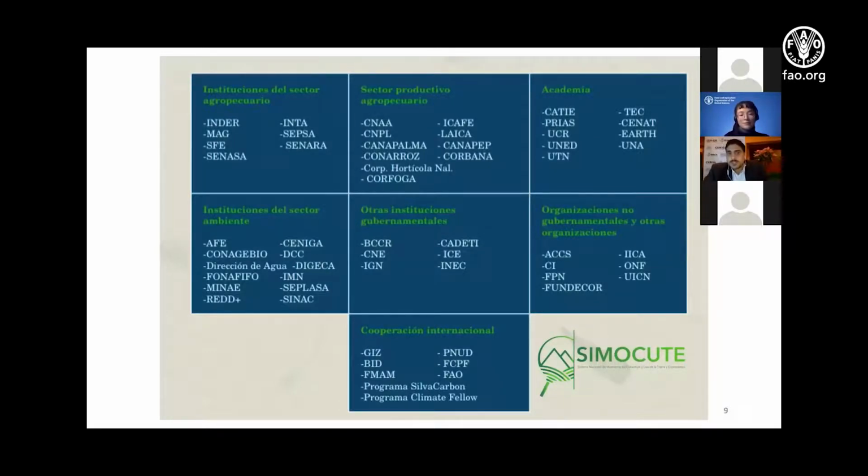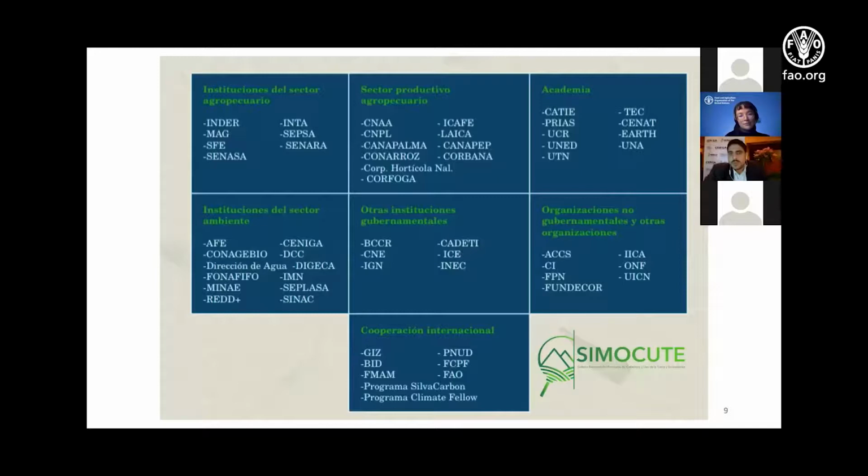The participatory construction of SIMOCUTE has included a wide variety of key stakeholders from public and private institutions, primarily from the agricultural and environmental sectors, as well as international agencies. The high level of coordination and integration among these stakeholders has been a key success of SIMOCUTE.